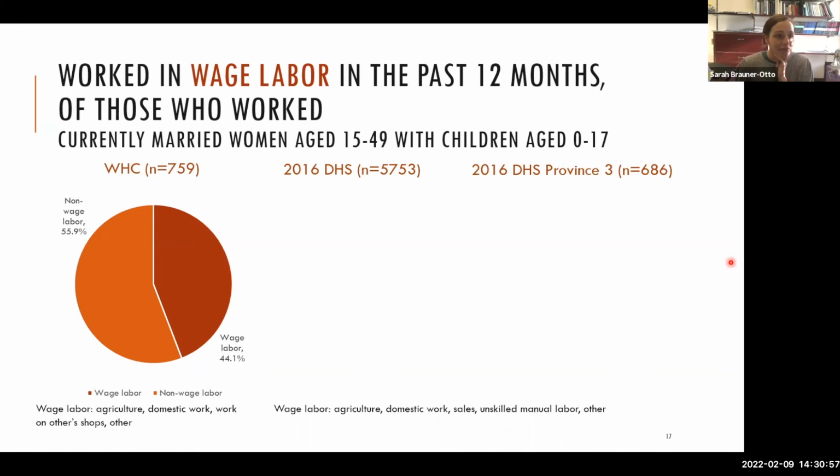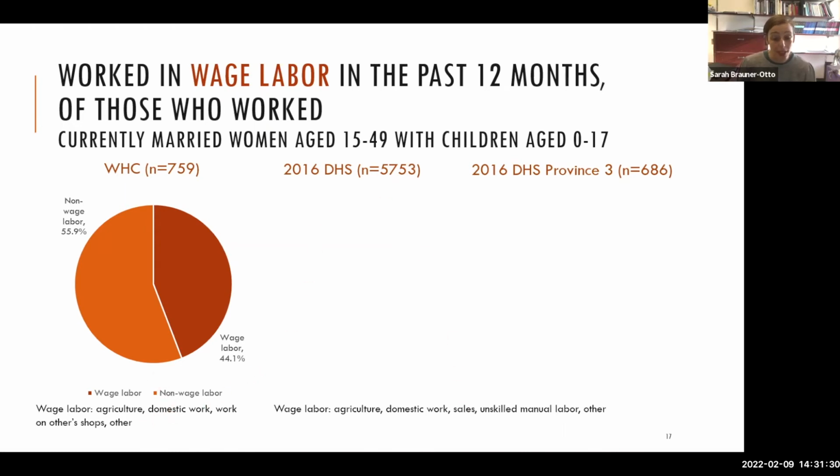So I wanted to see how our data collection compared with more detailed information about work. So I tried to make a comparison just about wage labor for the same women. So here, this is the percent of women who had worked in the past 12 months, what percent of them had worked in wage labor. And for us, we found that 44% of the women who were working in the past year had done so in wage labor.